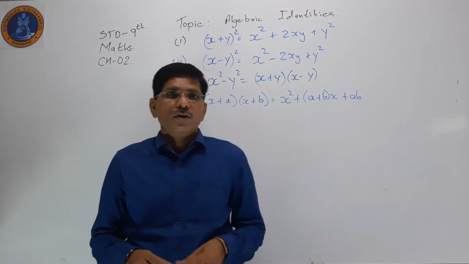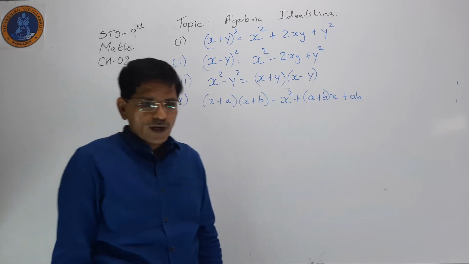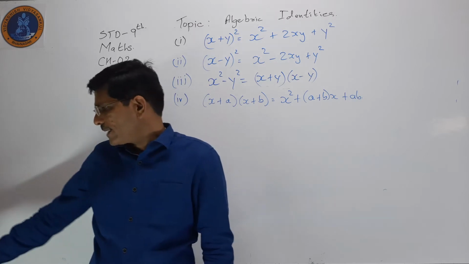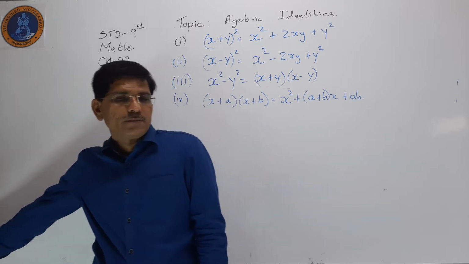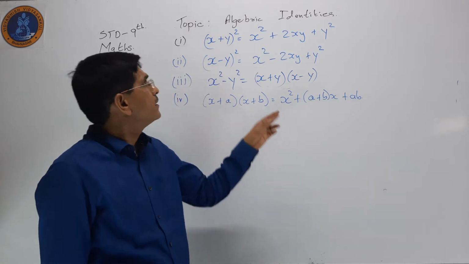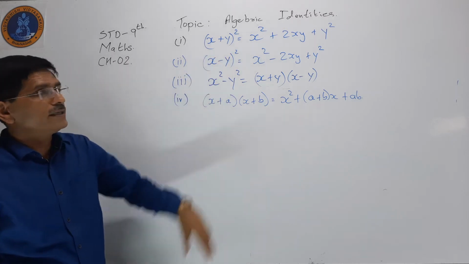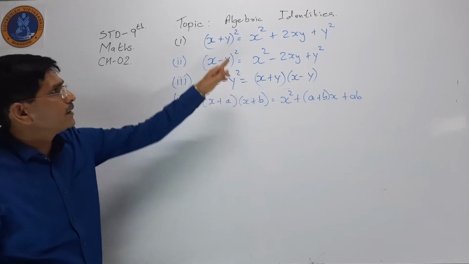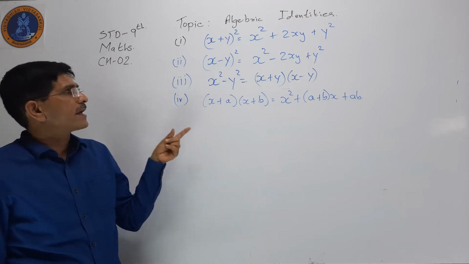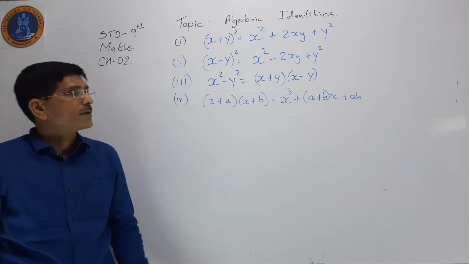In 8th standard we also discussed algebraic identities. What is the meaning of algebraic identities? That we have to first understand. We use identities to solve the related sums. The first identity is (x plus y) whole squared is equal to x square plus 2xy plus y square.